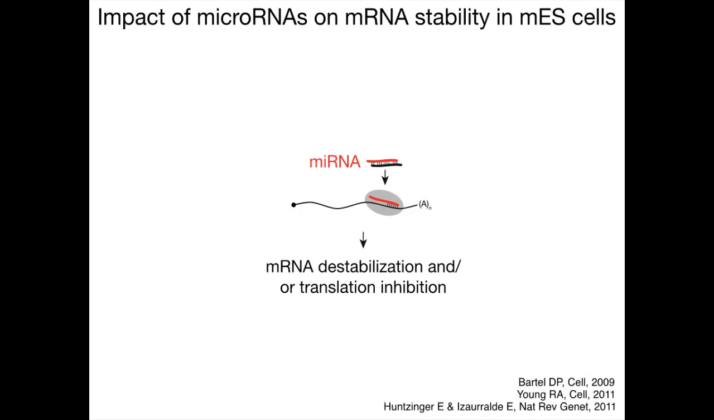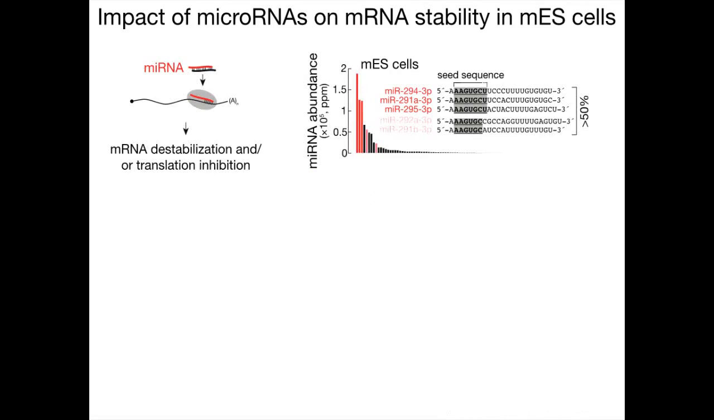Now, microRNAs elicit their function by repressing either translation or promoting mRNA decay, although the relative contribution of repressive modes remains a matter of debate and may vary in different biological contexts. Now, to estimate the effect of microRNAs on mRNA stability in mouse embryonic stem cells, we focused on the microRNA family shown here, the miR-291A family, which share the same seed sequence and target repertoire and represents more than half of all small RNAs expressed in this cell type, as shown in the abundance plot derived from small RNA sequencing on the right corner.